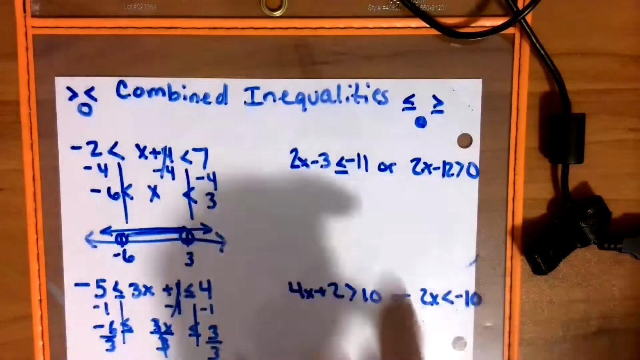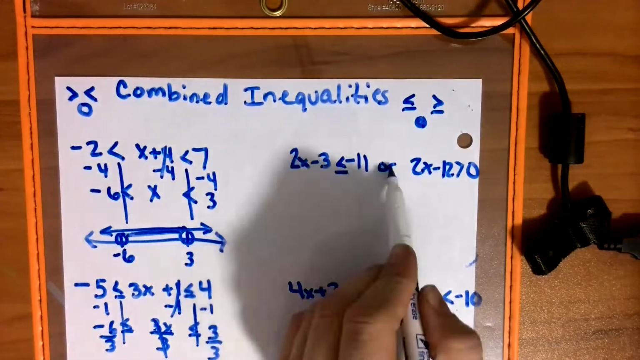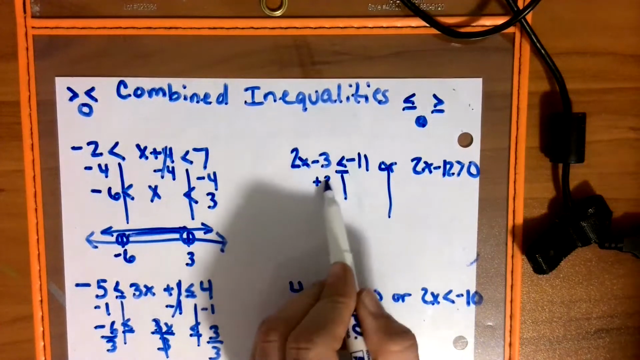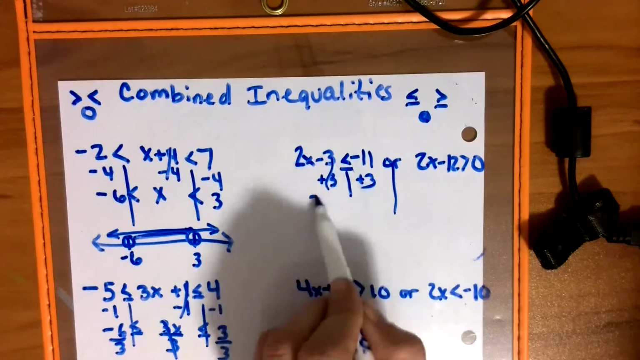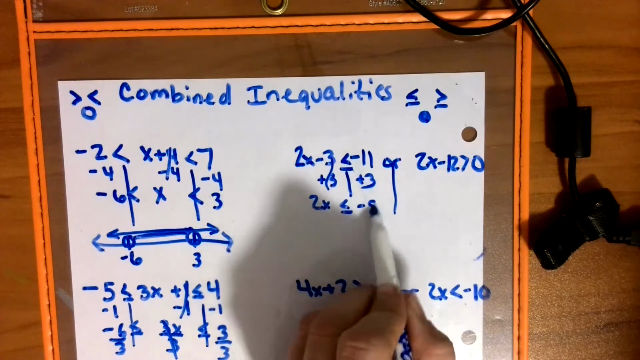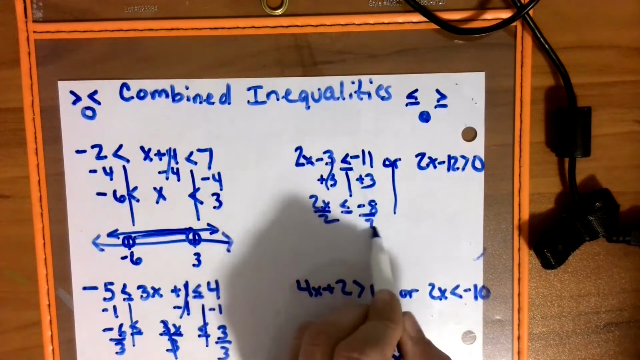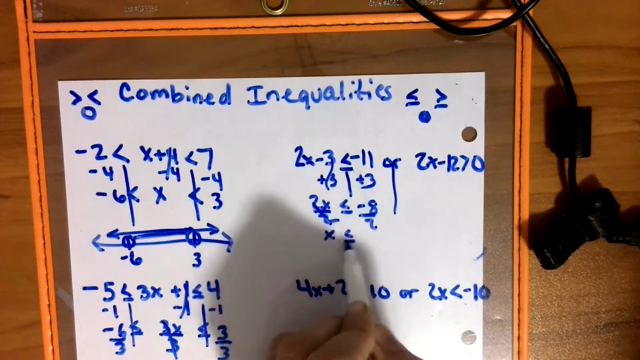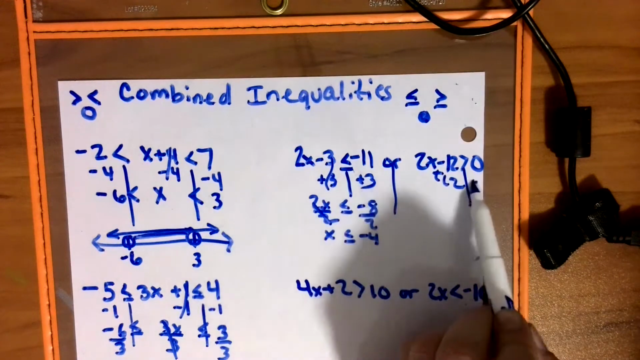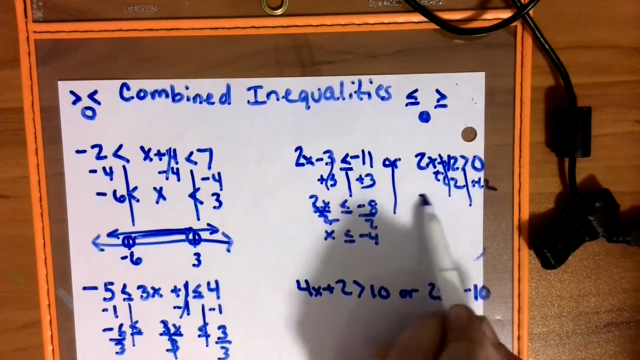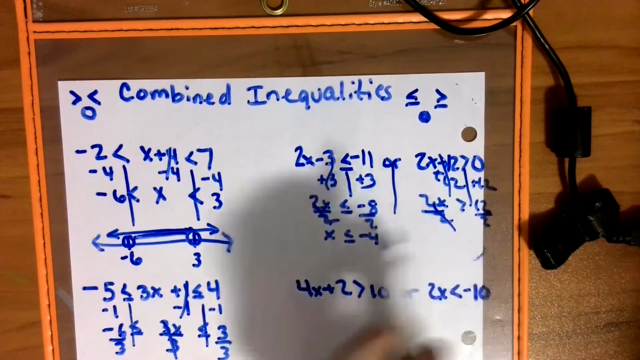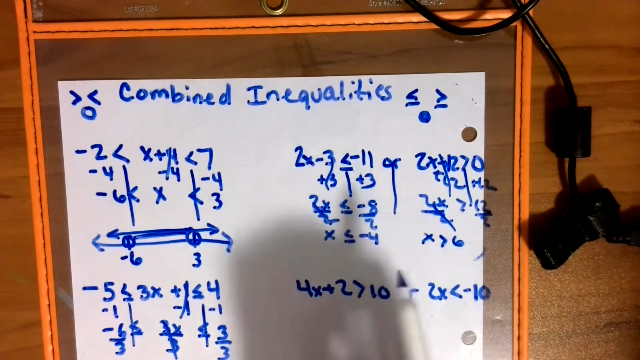Now back up to the ORs. Now this is just like two equations, or two inequalities. So we're going to be adding the 3, 2x less than or equal to -8. Divide by 2, divide by 2. X is less than or equal to -4. Add 12, add 12. 2x greater than 12, divide by 2, divide by 2. X is greater than 6.